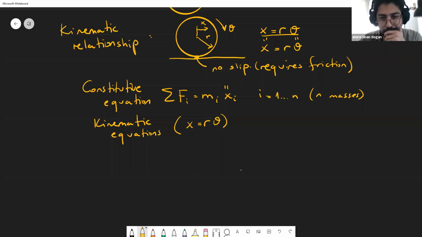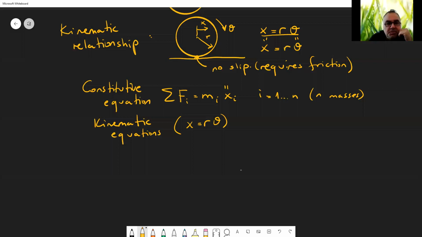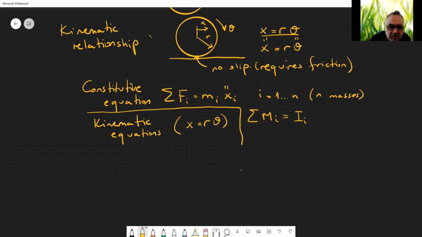You can say that, but you cannot find that extra quantity. Okay. You will say that if there is slip, x and theta are independent coordinates. So those coordinates are not related to each other, and each has to be solved separately.